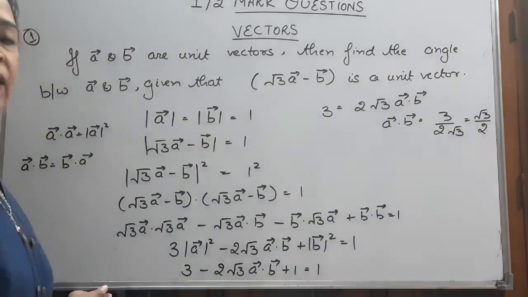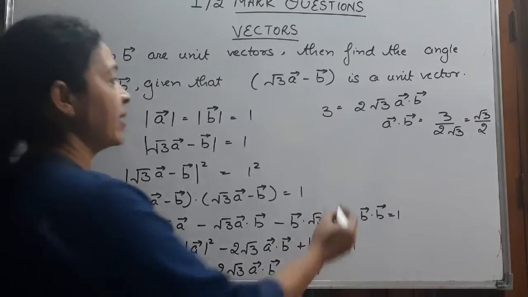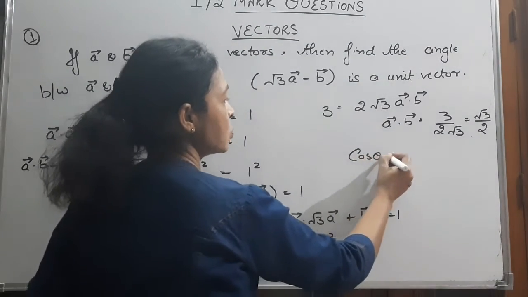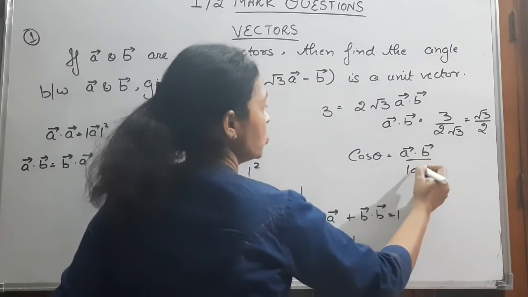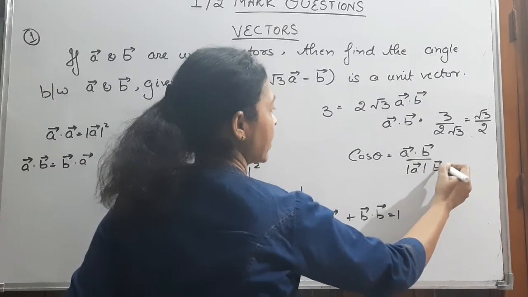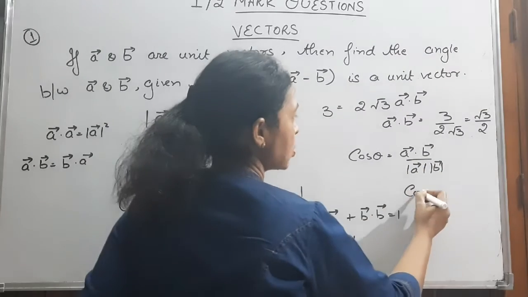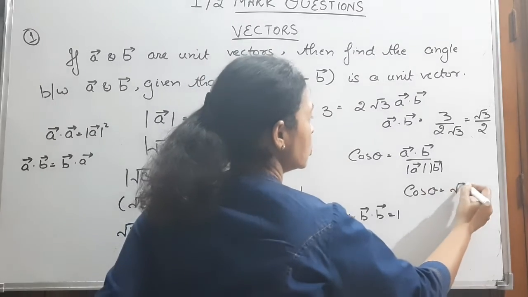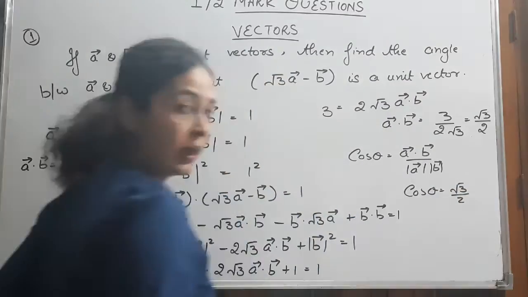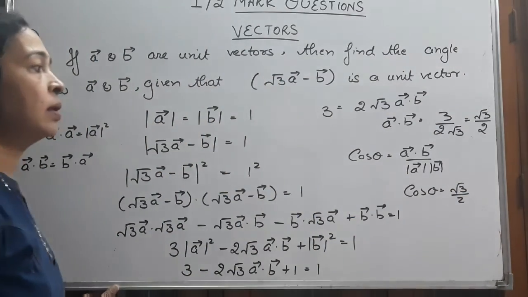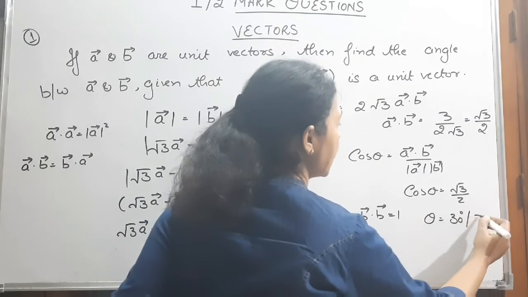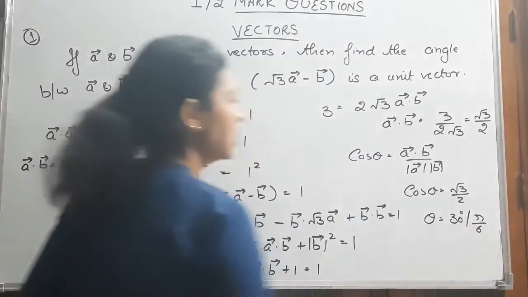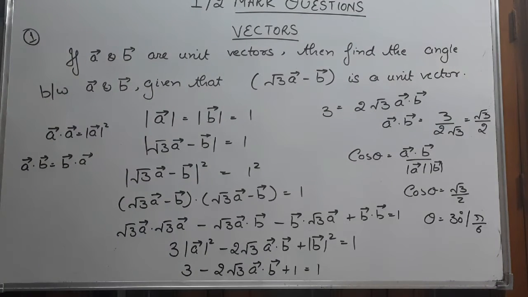Now we have to find the angle between vector A and vector B. Cos theta equals vector A dot vector B upon magnitude of A into magnitude of vector B. So cos theta is equal to root 3 by 2 upon 1 into 1, that is root 3 by 2. So what is theta? Theta is 30 degrees or pi by 6. Cos 30 degrees is root 3 by 2.